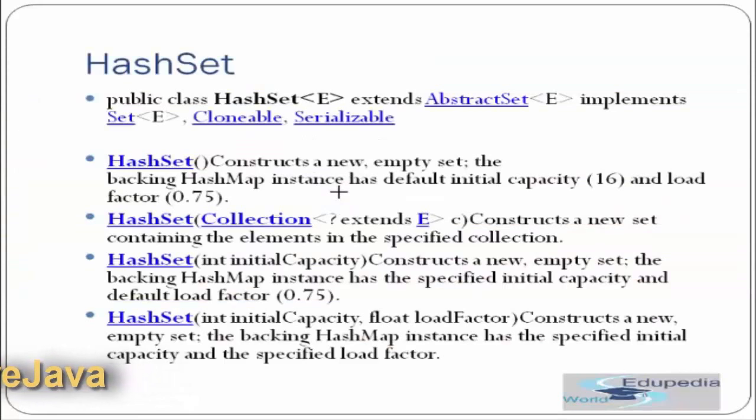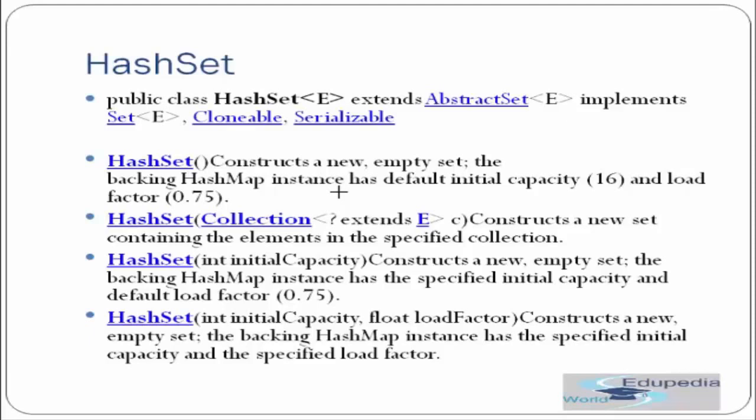Now let's see the hash set. Okay. So your hash set is a public class which extends the abstract set, and it implements the set interface, Cloneable and Serializable. Fine. Your hash set contains specific constructors. The first constructor is the default constructor, which is an empty constructor. It creates an empty set, and the set is backed by a hash map, which has a default capacity of 16 and the load factor is 0.75.